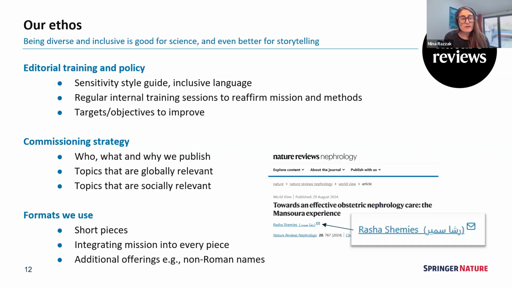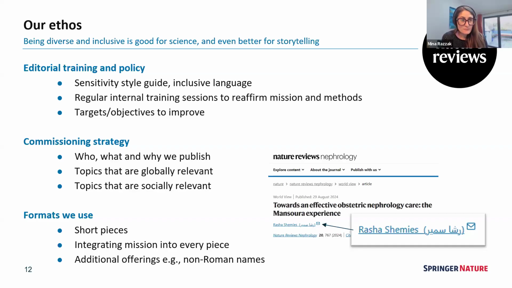We've also integrated our mission into everything that we do, and that includes thinking about the display items, making sure they're accessible, how we use social media to share the message, things like that. And we've also got some additional little offerings that we think are important for our global audience and collaborators.